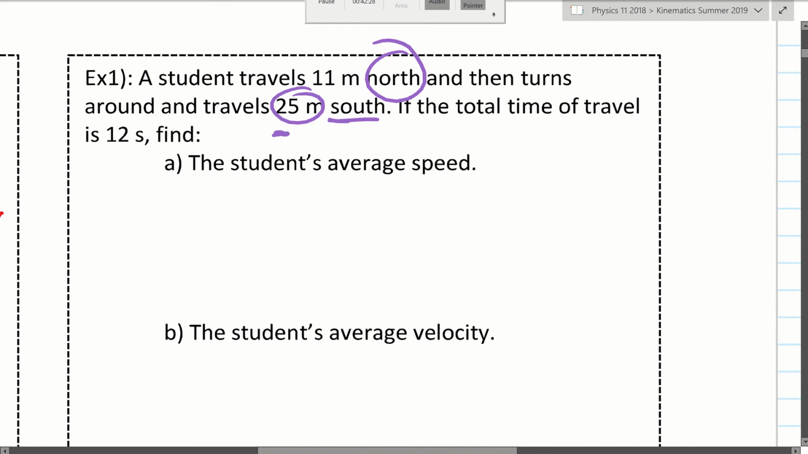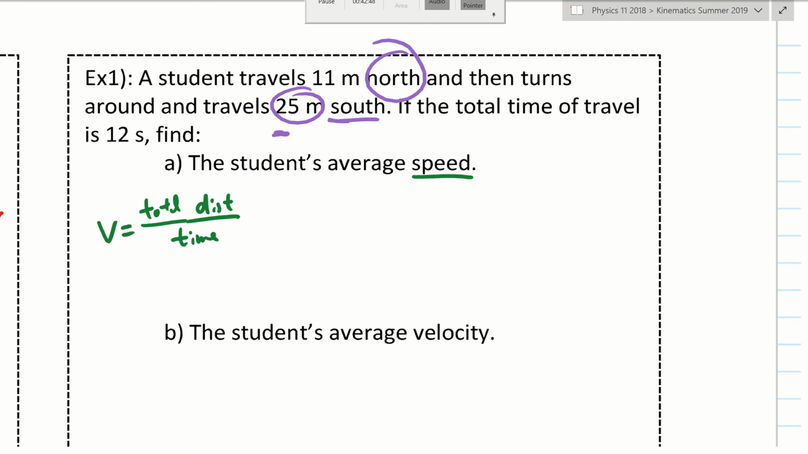So students' average speed. Okay, so I want average speed. Now, speed is distance over time. Okay, so total distance travel over, so total distance over time. So that's speed, right? Total distance over the time. Okay, so what is the total distance?